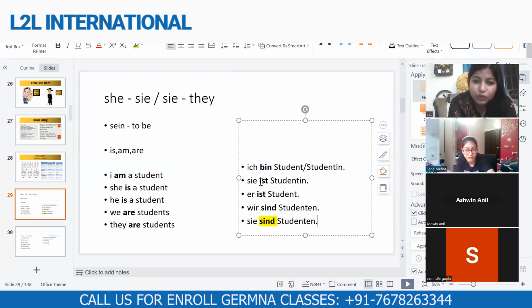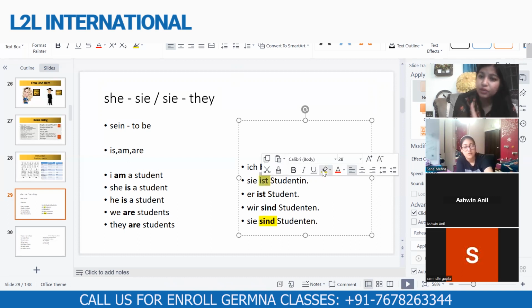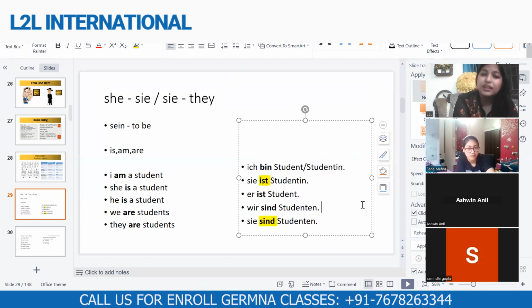So we have to understand this thing, that when it is the 'she' sie, meaning a singular person, feminine, we are using the verb ist. When it is 'they', we are using the verb sind.